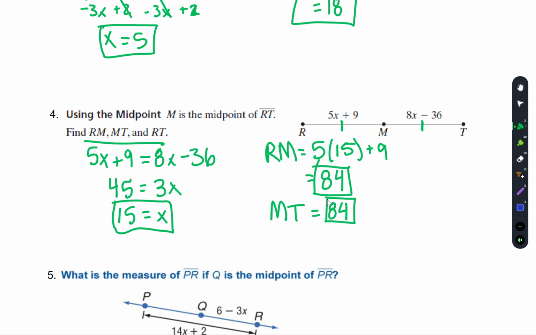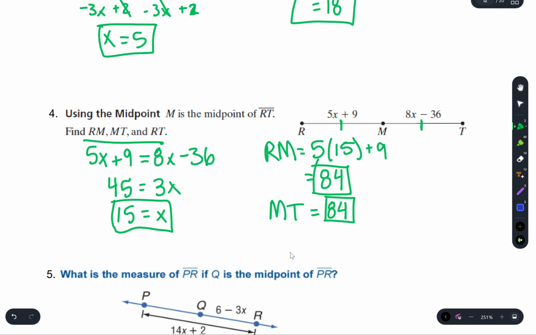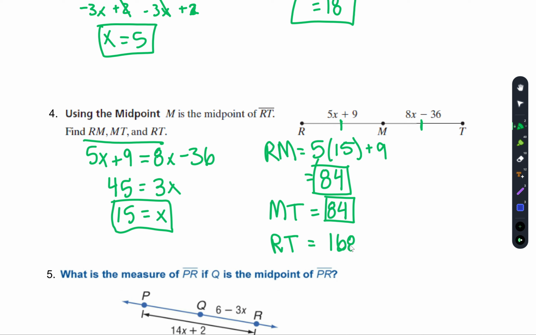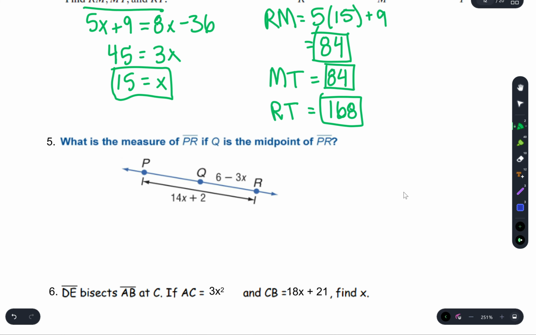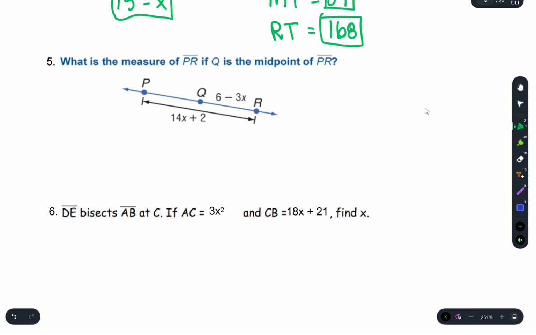What about RT? How do we figure that out easily? Nolan: Yeah, 84 times 2. Just double it. We know that there's 2 segments that are the same, so we can double that, and we get 168. Perfect. Any questions there? Let's keep trucking along. 2 more. This one gets a little bit weird.